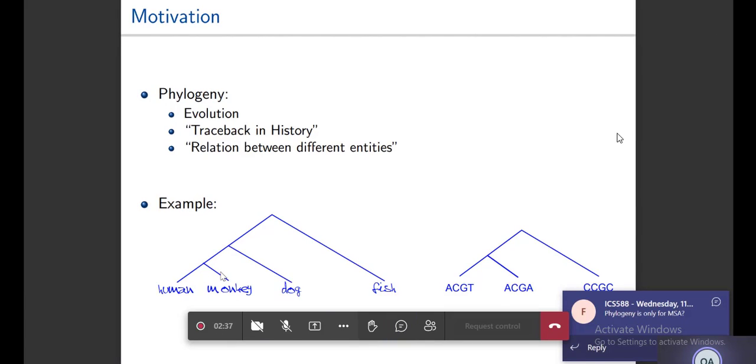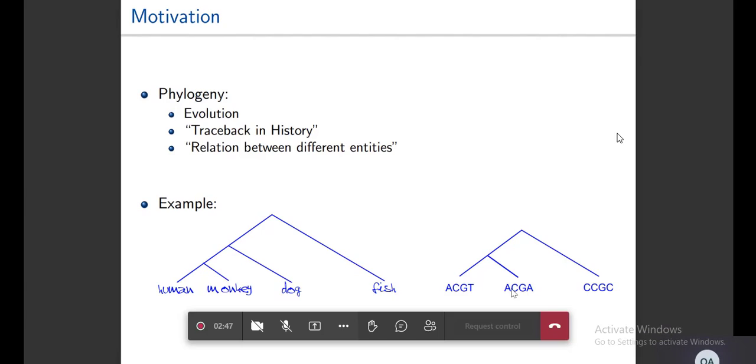It's not only for multi-sequence alignment. I will come to that. It's not always for multi-sequence alignment. We can use it with multi-sequence alignment, or we can use it without it. You are right. We'll see it in this lecture today.